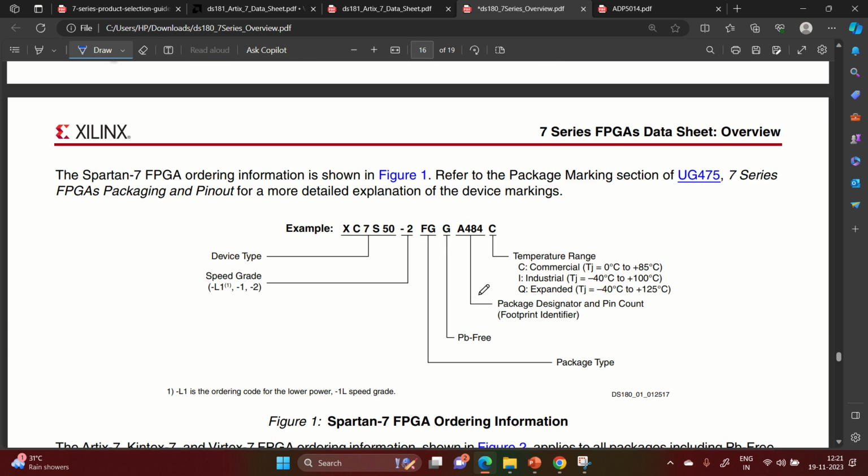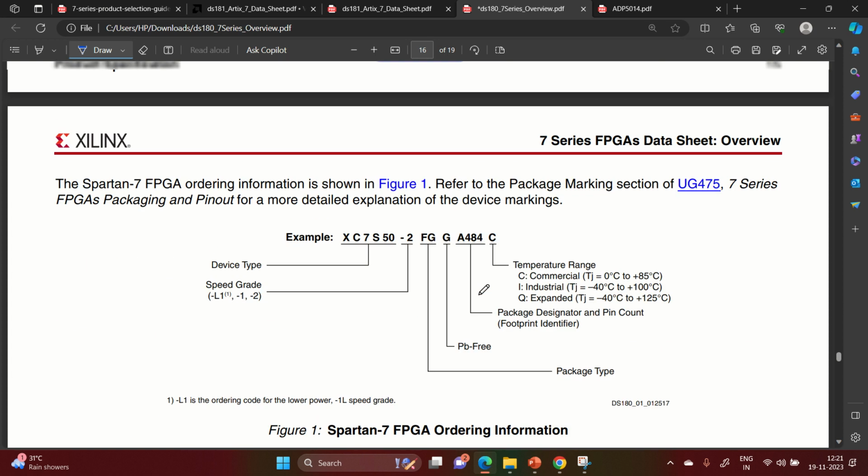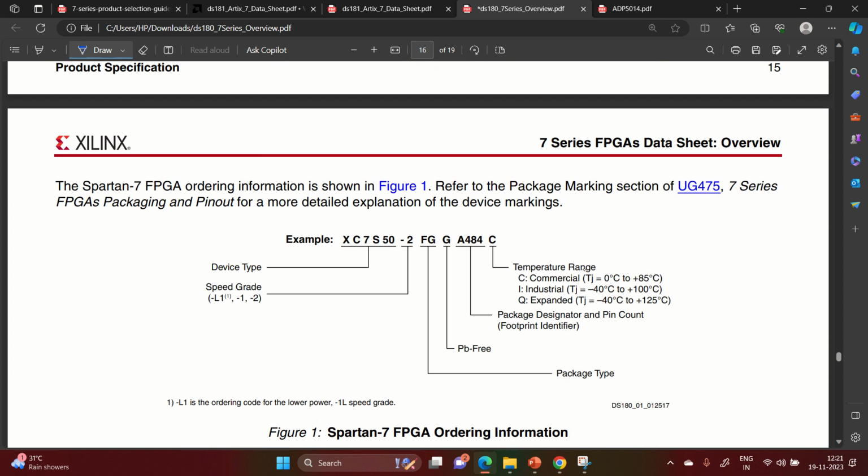Now the most important thing is ordering. So if you go ahead with a Spartan 7, what you can see is XC7. So XC7 is our device. Then S is for Spartan, K will be for Kintex, or A will be for Artix, and then 50. So this is our device type. Then speed grade, I'm going to take the mid range, so that is -2.